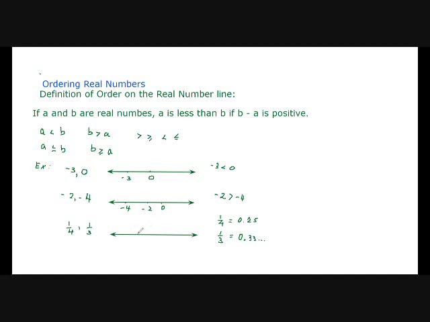Now we can compare. Both of them are positive. Assume 0 is right here. Which one should come first? 0.25, and next is about 0.33. When you convert to decimal, you know right away which one is less and which one is more. So 1/4 is less than 1/3.